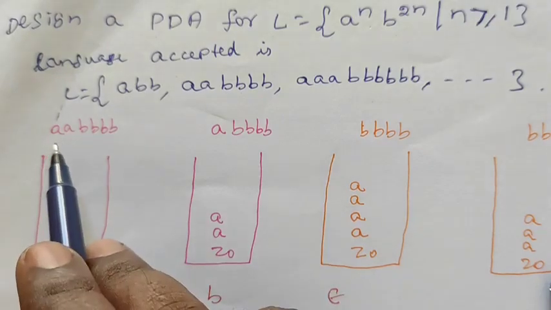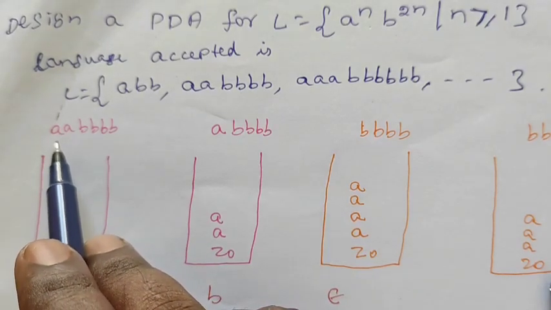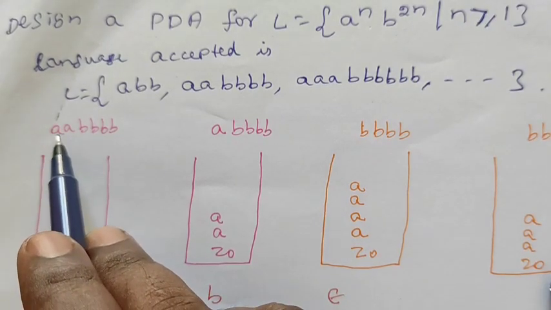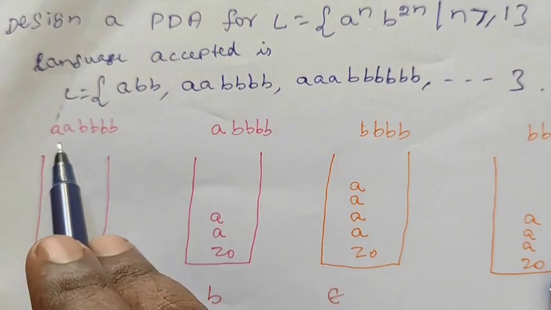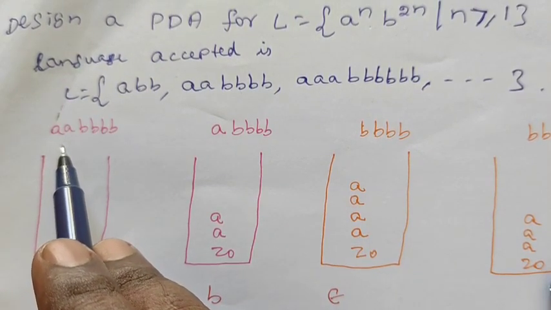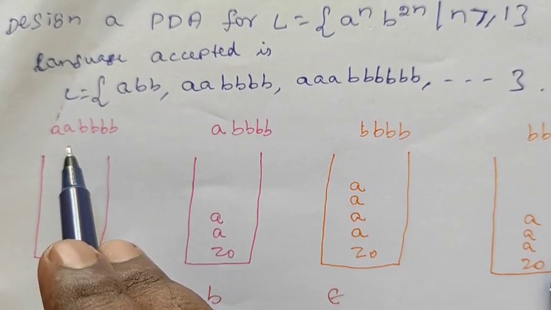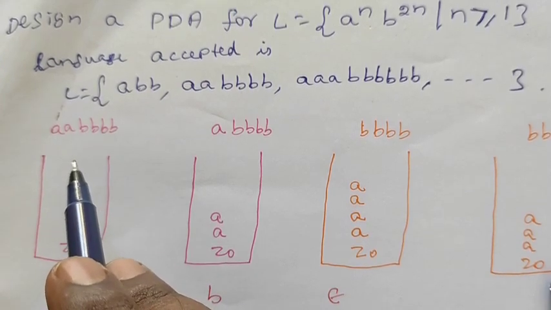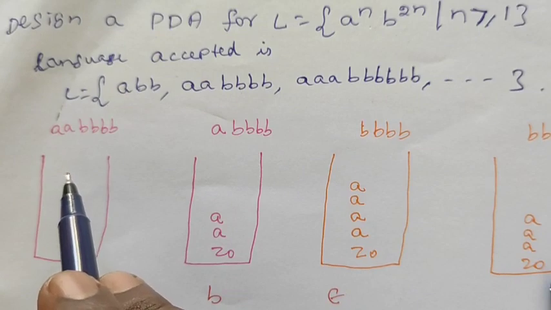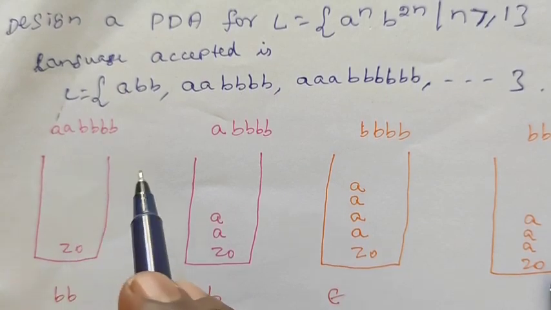Now when we read the input from left to right, the first input is a, and the topmost symbol of the stack is z0. Now, in what way can we make the number of a's and b's equal? If we make them equal, then we can easily pop them out, and finally we can empty the stack. So, that is the logic behind this.